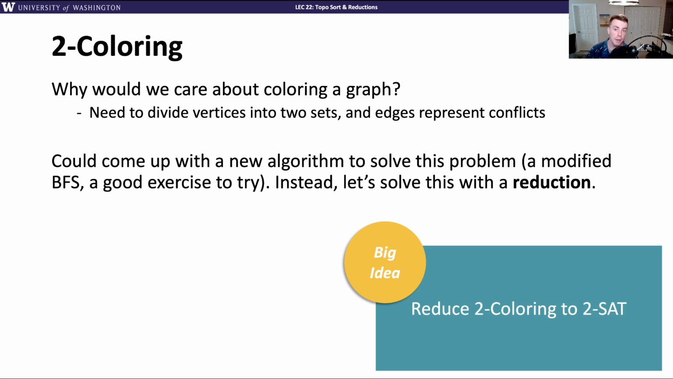So we could come up with a new algorithm to solve this. And I'd argue it's actually not too complex. All you have to do is take BFS and modify it a bit. That's actually a really interesting exercise. I'll leave that for you. But what I'm going to have us talk about today is solving this with a reduction. So we're going to reduce two-coloring to something that doesn't look anything like coloring a graph at all, this 2-SAT problem.